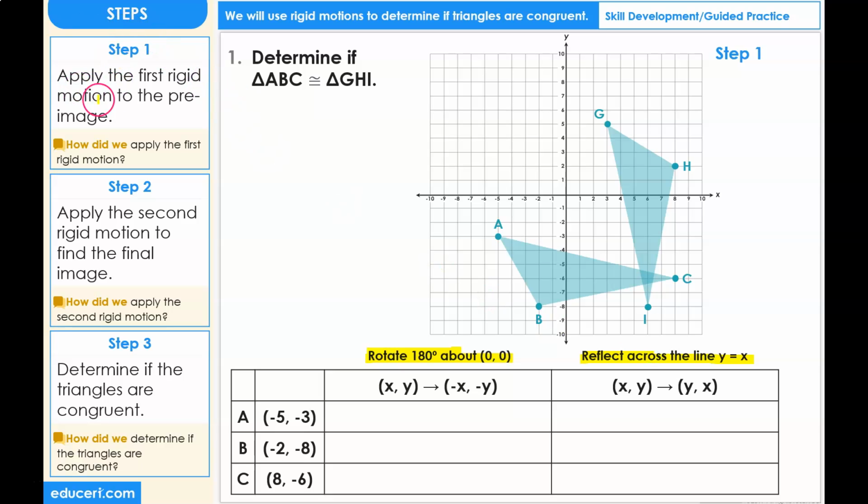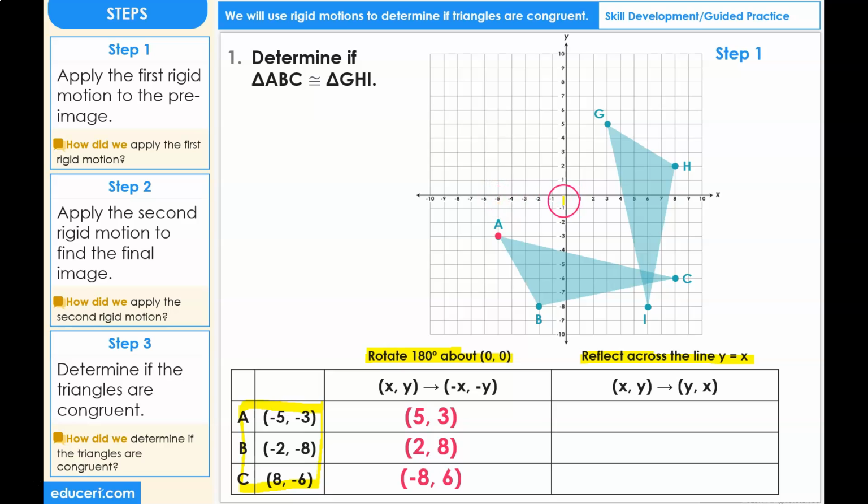Step 1. Apply the first rigid motion to the pre-image. Our pre-image points are A, B, C, and here are the ordered pairs of where they're located. To apply the first rigid motion, we are going to take the x and y coordinates and send them to their opposites. So A will go from (-5, -3) to (5, 3). B will go from (-2, -8) to (2, 8). And C will go from (8, -6) to (-8, 6).